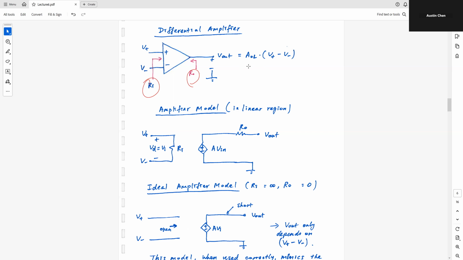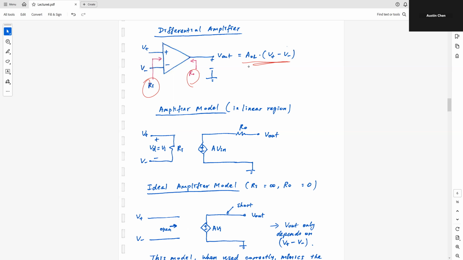We've seen this quite a few times already. This is the ideal case where V out is only responsive to the differential mode. That's all. There are no common mode components in the output whatsoever, in an ideal case.